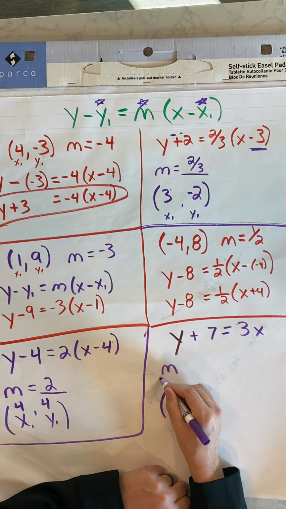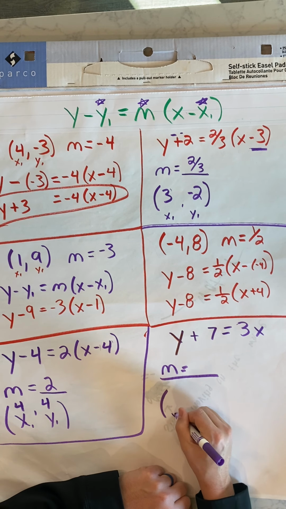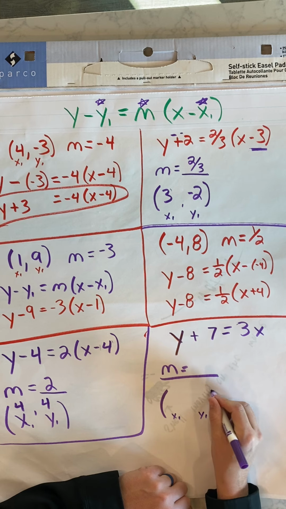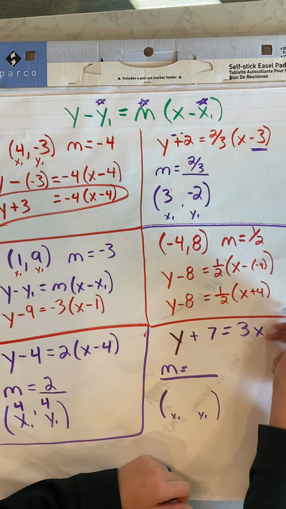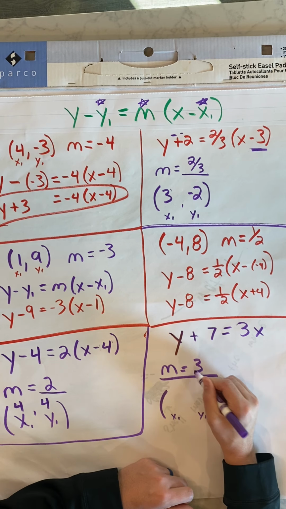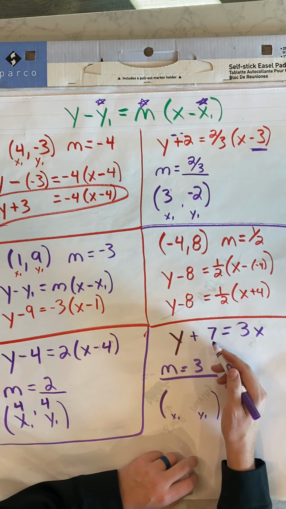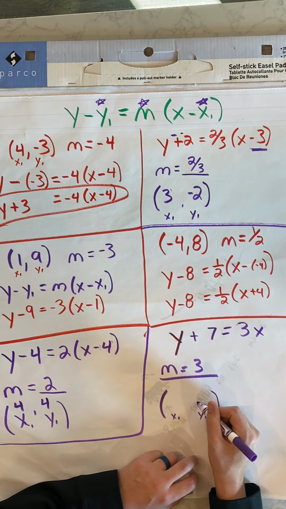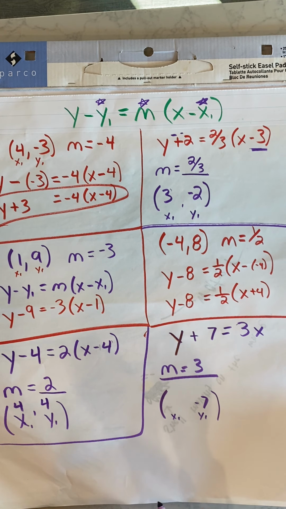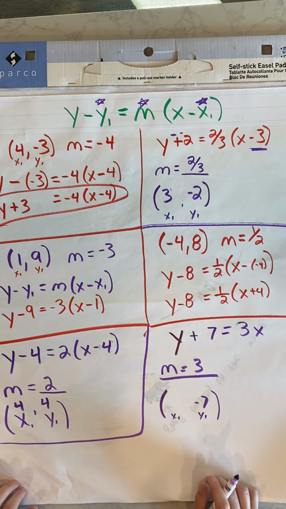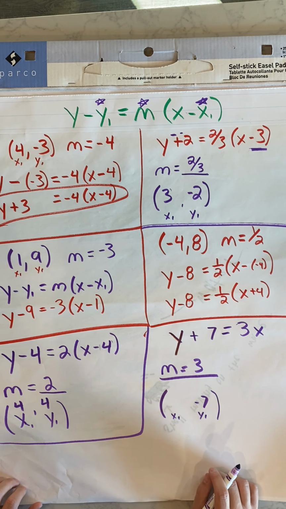x1 and y1. Okay, the slope would be whatever's here, so that's 3. y1's easy to identify because it's just the opposite of what's over here, minus 7. And then what is the x1 going to be?